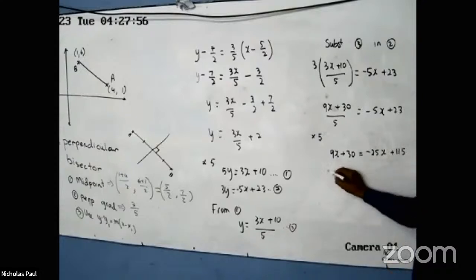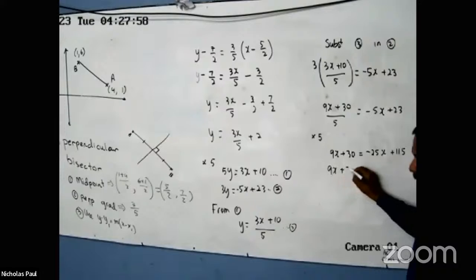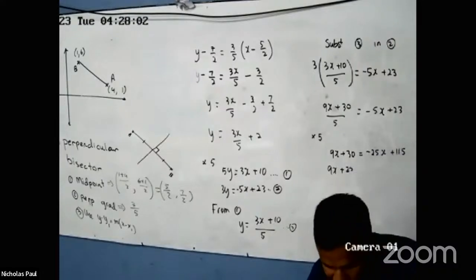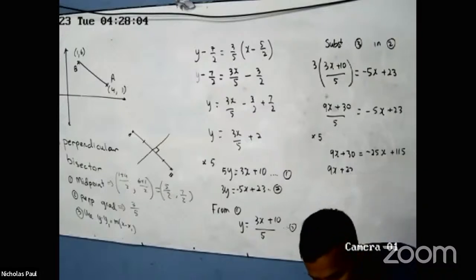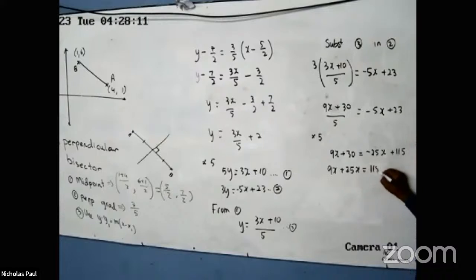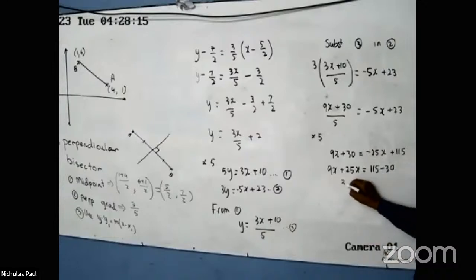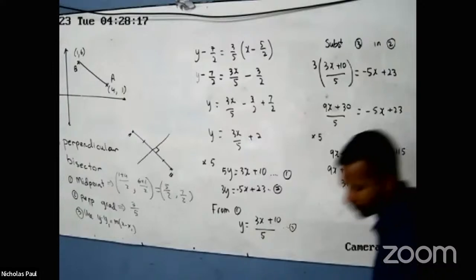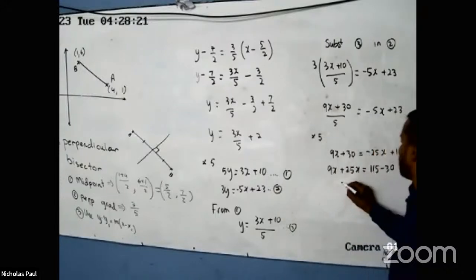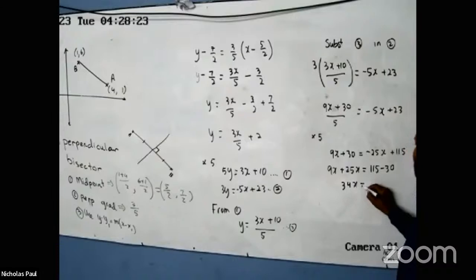Bring all the x's together. You'll get 9x plus 25x is 115 minus 30. When you add this up, you'll end up with 34x is equal to 85.